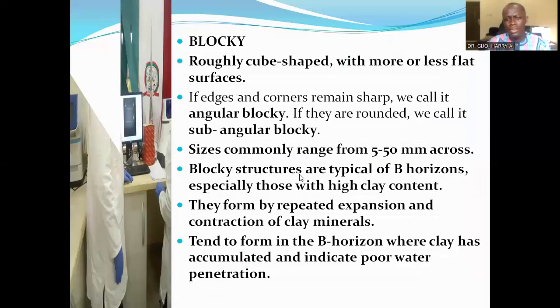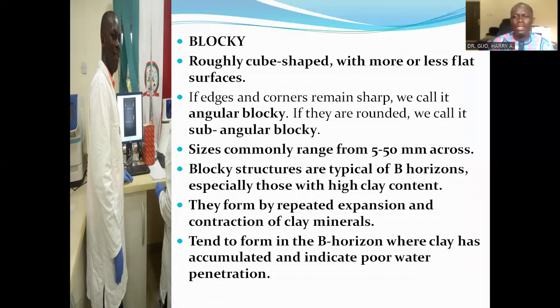The next soil structure we want to discuss is the blocky structures. The blocky structures are roughly cube-shaped with more or less flattened surfaces. If the edges and corners remain sharp, such blocky structures are said to be angular blocky. But when they have rounded edges, they are referred to as subangular blocky structures. Their sizes commonly range from 5 to 50 millimeters across.